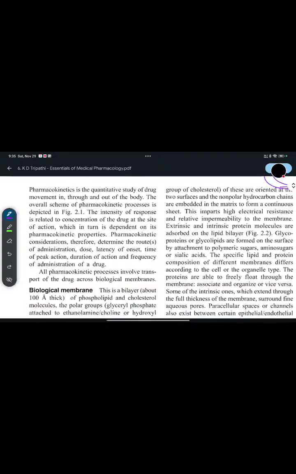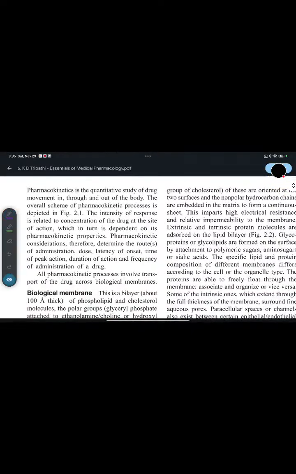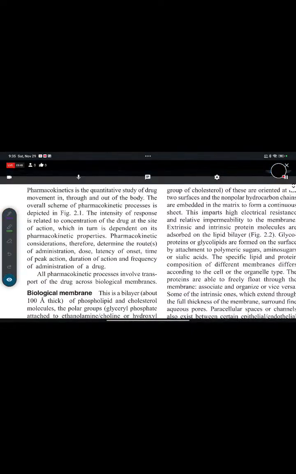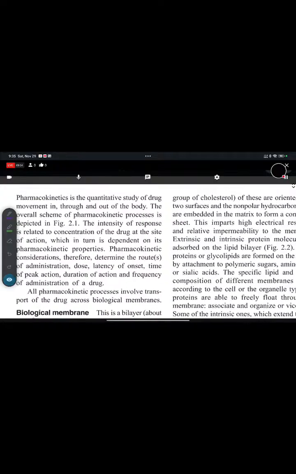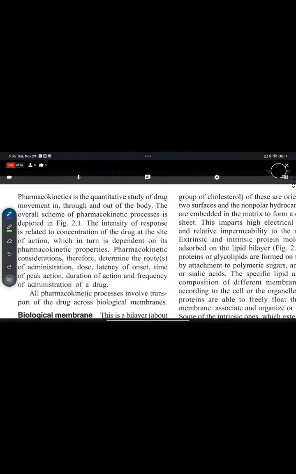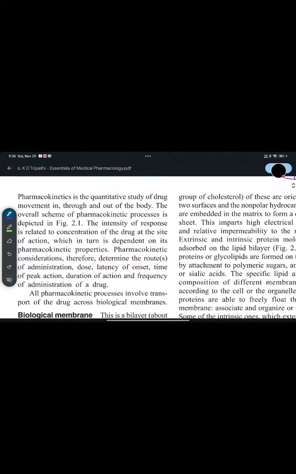Pharmacokinetics is the quantitative study of drug. Am I audible? You please mention once. Am I audible or not? Comment down below. So pharmacokinetics is the quantitative study of drug movement in and through and out of the body.